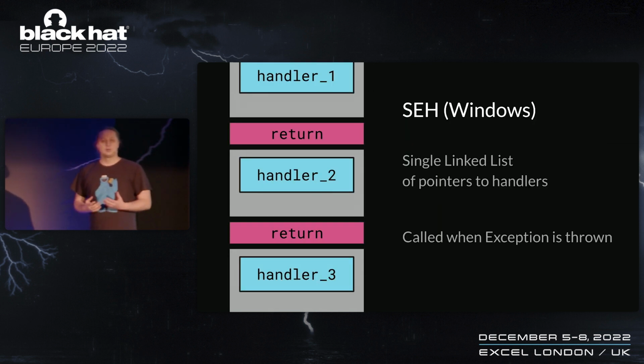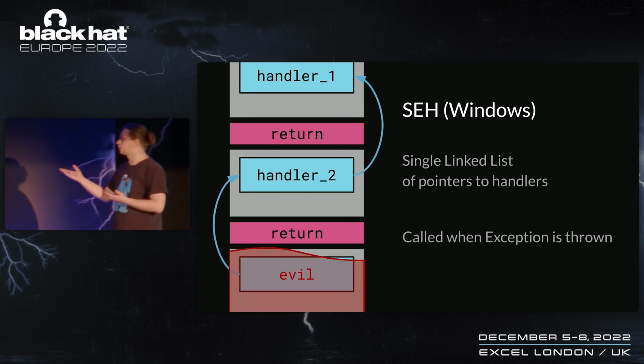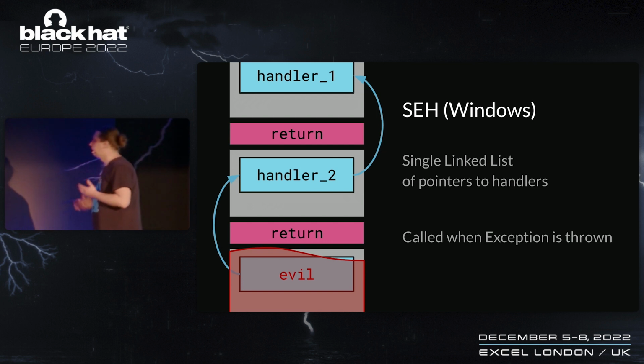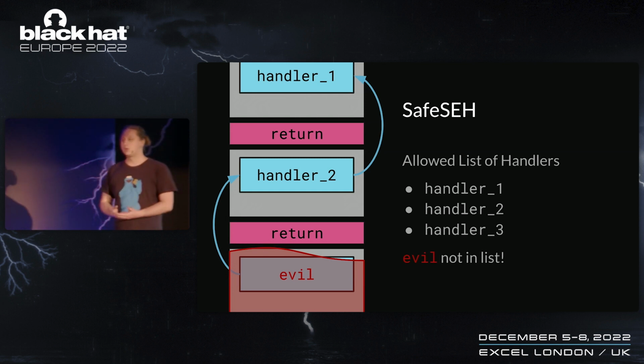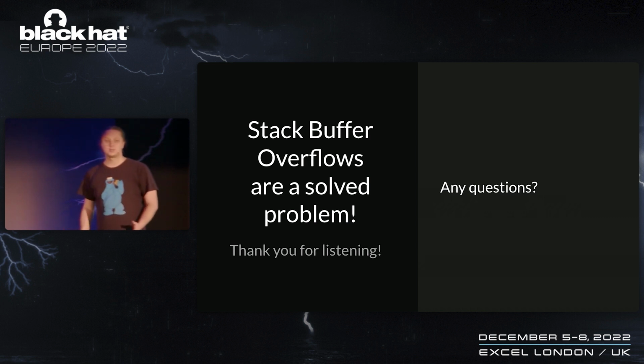Another popular exploitation technique on Windows was exploiting structured exception handling, where there is a linked list of pointers to exception handlers on the stack. And if you overflow those, you change them, you can control them, and you can hijack them that way. And this was mitigated by adding an allow list of allowed handlers. With all of these mitigations, if our handler is not on the list, we die. So with all of these mitigations, stack buffers are a solved problem.